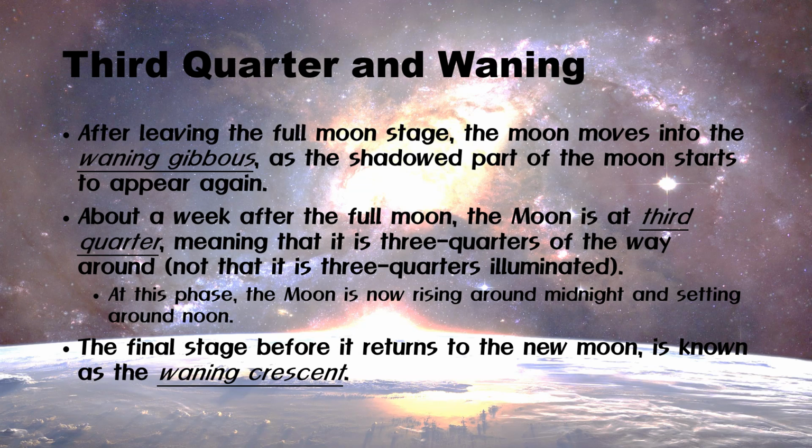The final stage before it returns to the new moon is known as a waning crescent. So we'll be back to that thin sliver that we had when the new moon first changed into where we could see.